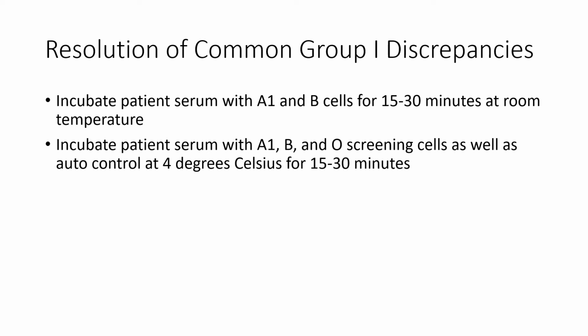If this doesn't resolve it, you can also incubate the patient's serum or plasma with A1, B, and O cells at 4 degrees Celsius, that's the refrigerator, for 15 to 30 minutes, with the O cells acting as a control cell. This should be negative. ABO antibodies should react more strongly with the additional incubation time or a decreased temperature.